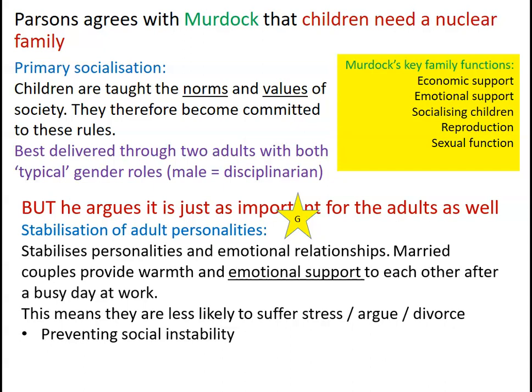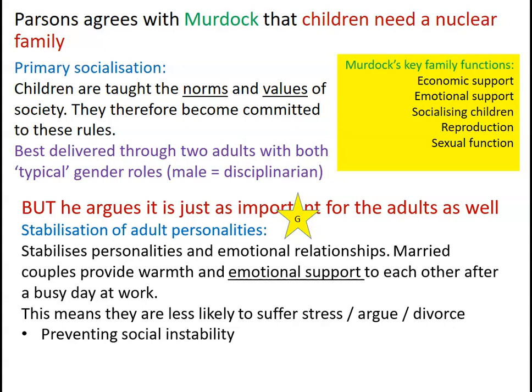Now, he believed this could only be done through married couples, and they would provide warmth and emotional support to each other after a busy day of work. And this would mean, because they could come home to a lovely, caring family environment, that they're less likely to suffer the stresses linked to the workplace. Because they're supporting one another, they're less likely to argue. That would stabilize their personality because they'd feel happier. Ultimately, this prevents things like divorce, because they're providing emotional support, and divorce would be bad because it would create instability. So the stabilization of adult personalities keeps the family together, prevents divorce, which prevents social instability.